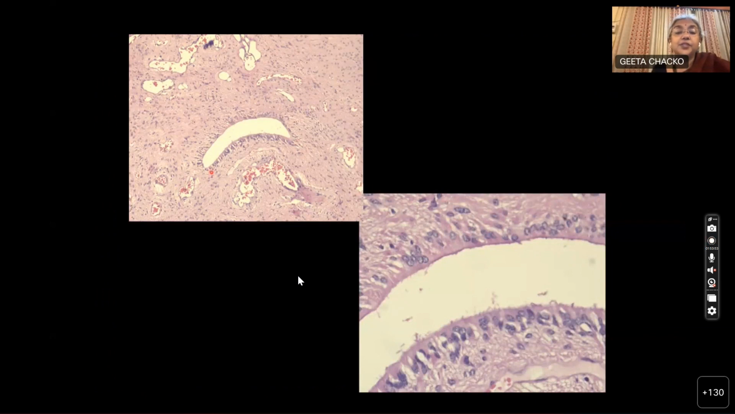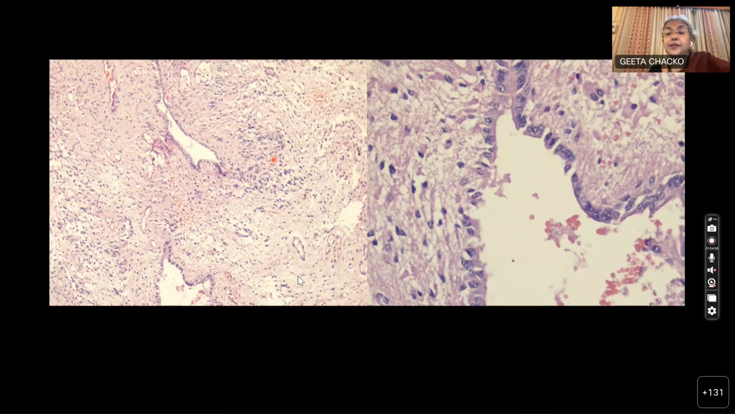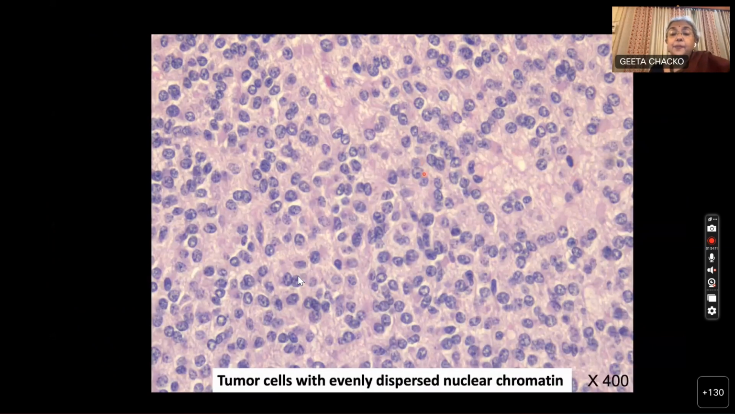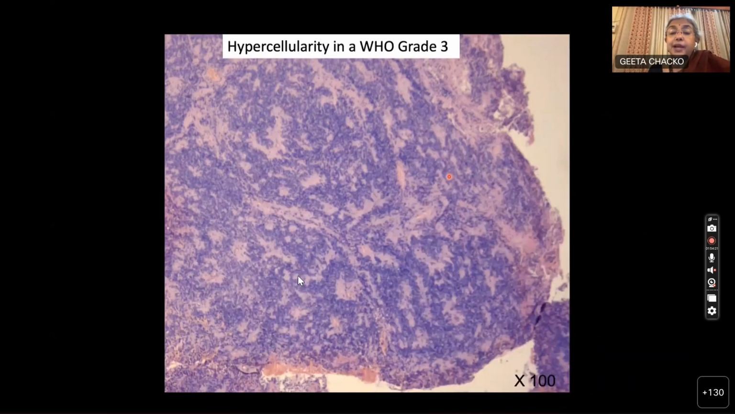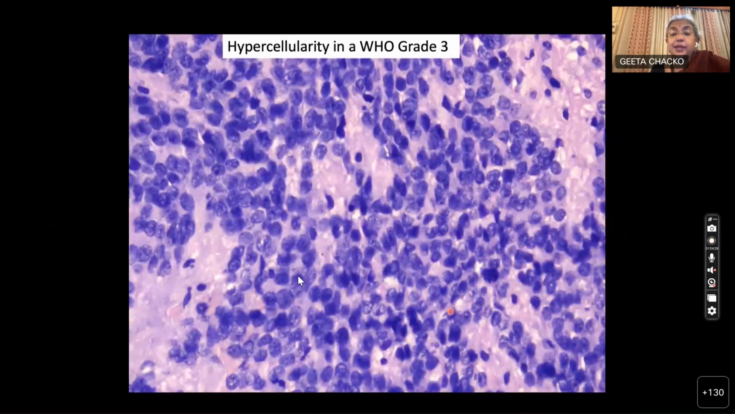What is this showing you? This is a feature seen in some ependymomas. This is called canalicular differentiation. It's trying to form these ependymal canals. And you can see lining of ependymal cells. Classically, ependymomas have tumor cell nuclei with very evenly dispersed nuclear chromatin and very monomorphic looking, even when they're hypercellular. In a grade 3, you see this kind of cellularity, which is very different from the lower grade ones, which don't have as much cellularity.